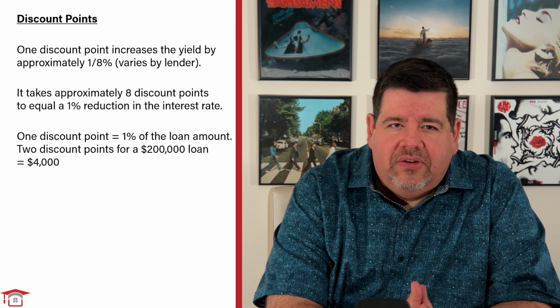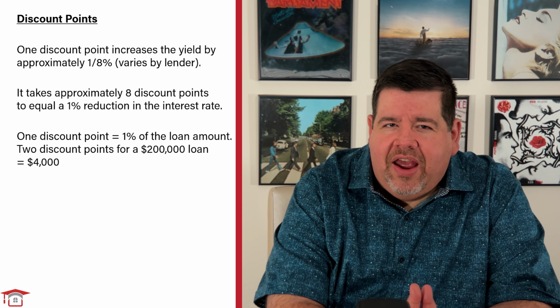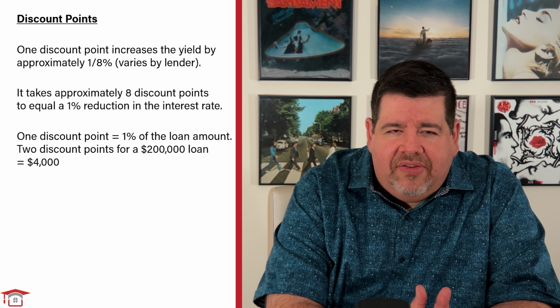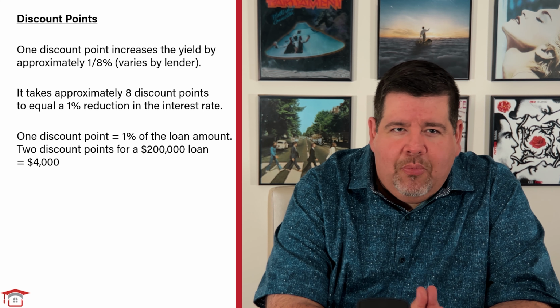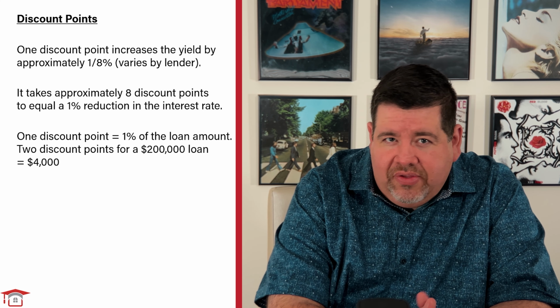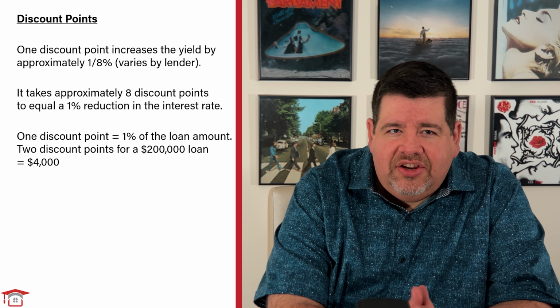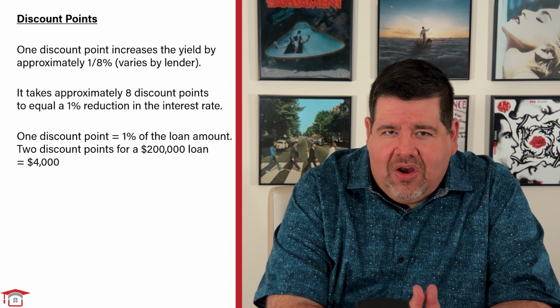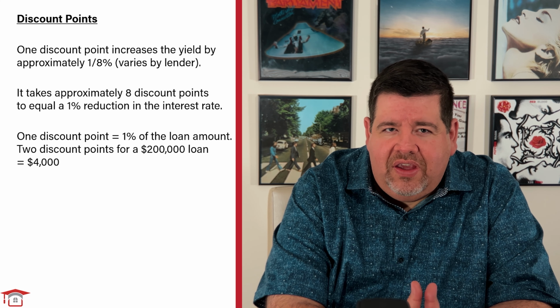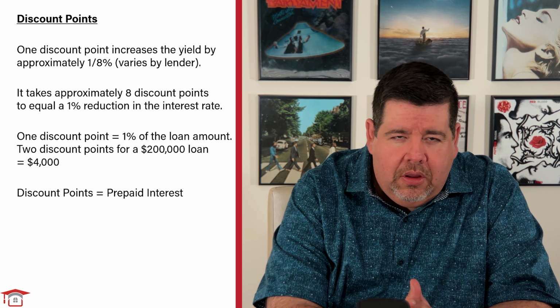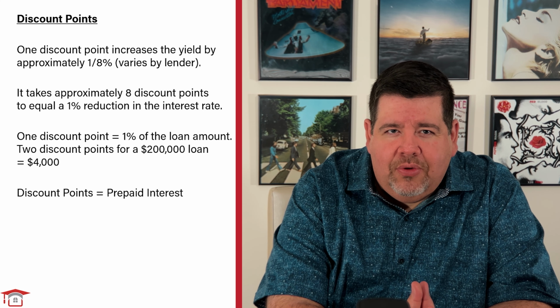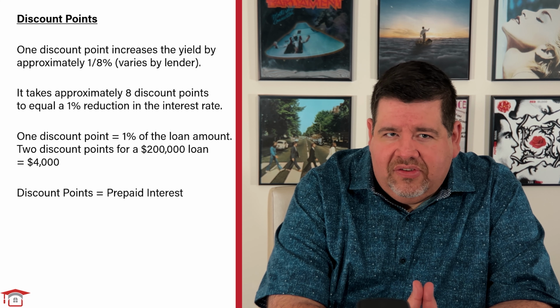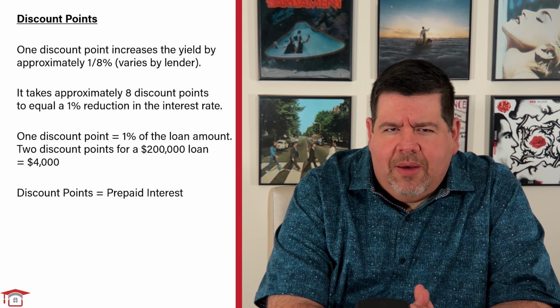So discount points don't have to be whole numbers either. They can be fractions, they can be portions. So you may see 0.75 discount points or 1.5 discount points. This is an additional fee that is added to your closing costs, so keep that in mind. And this fee is all prepaid interest. So a discount point is something that lowers your interest rate but has an upfront cost. Stick a pin in that, we'll come back to it.